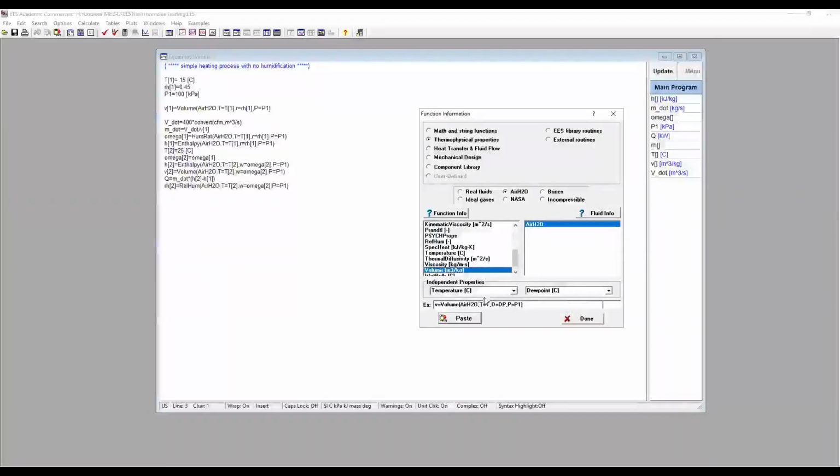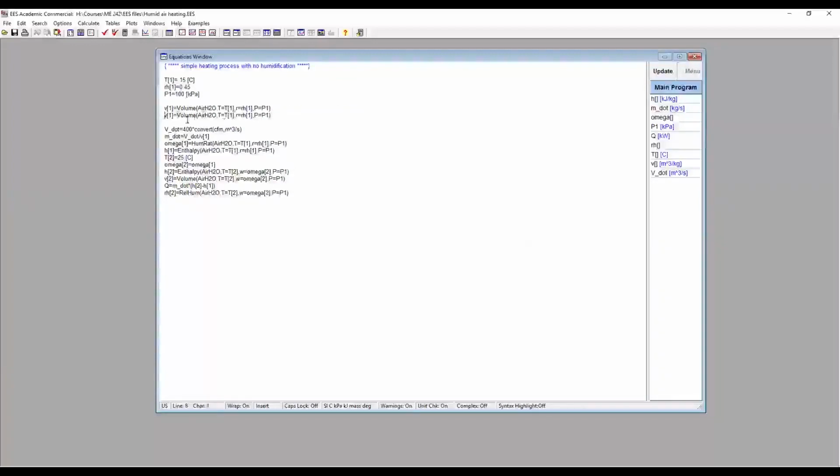The pair of properties that we have: by default, it brings in dew point, but we have temperature and relative humidity for state 1. Type bracket 1, bracket close here. Do not click done, click paste. I'm not going to do it. You guys click, well, let me do it and delete it then. Paste. So this is the statement you get: specific volume is called based on temperature and relative humidity.